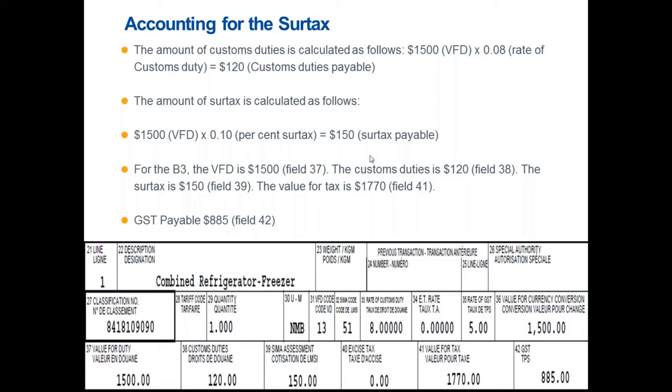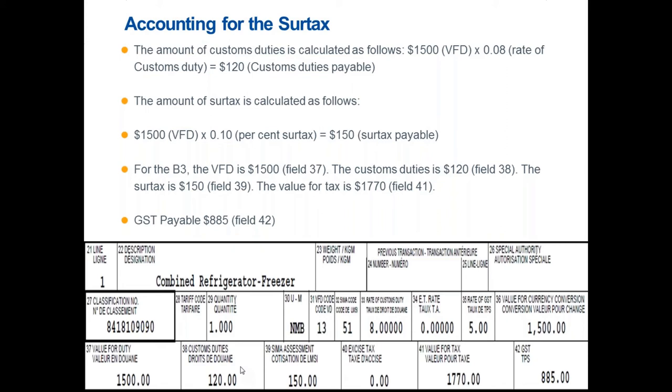But if we have a refrigerator freezer and the Canadian value is $1,500, so let's just assume there's just one of them, and it's subject to a normal customs rate of 8%, we would simply multiply the 1,500 by 8, and we end up with a normal customs duty of $120. So this would be your normal duties that Jonathan explained earlier.